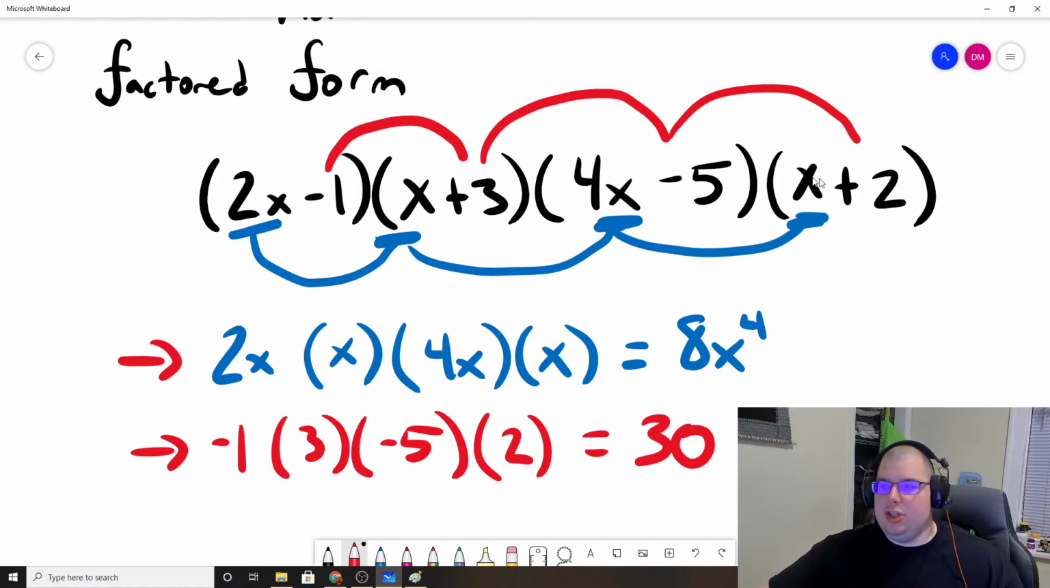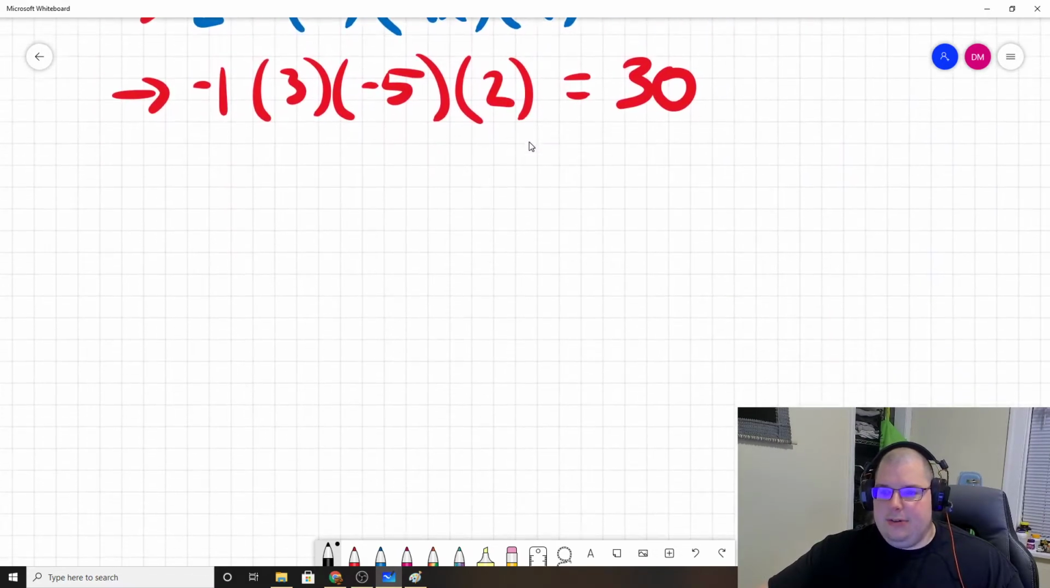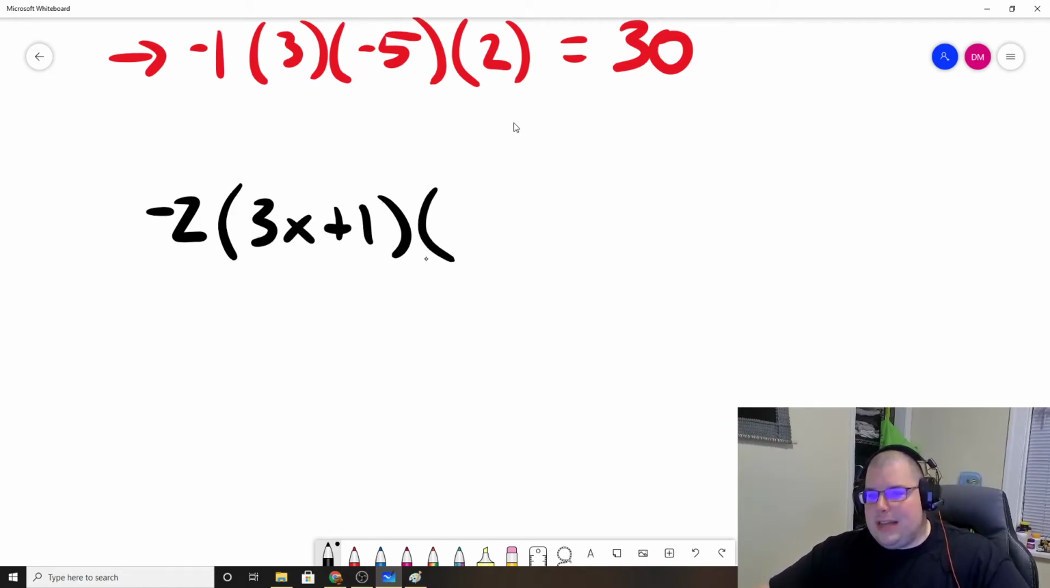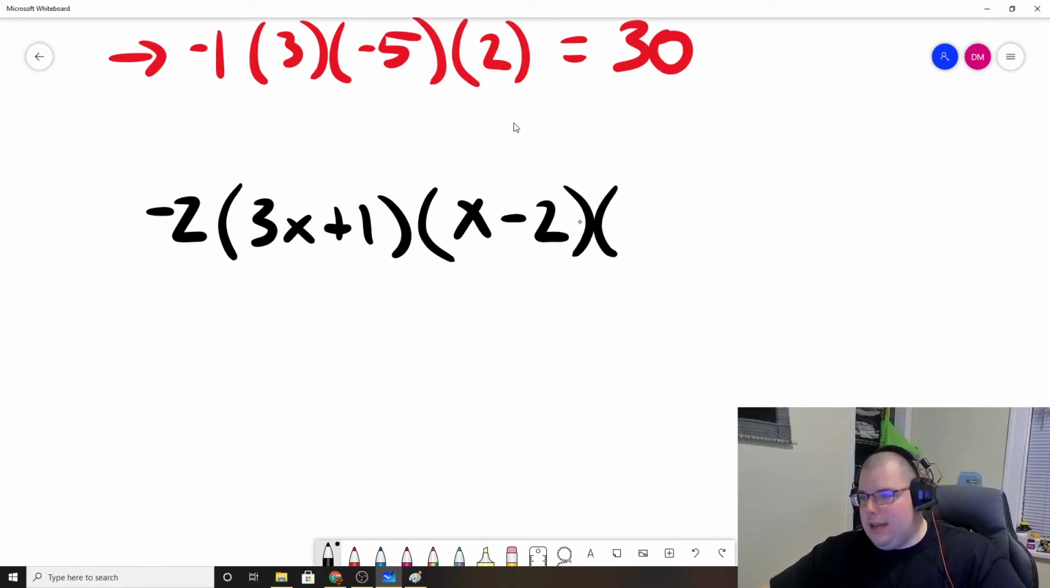So I'm also going to factor into this what happens when we put a number out in front. If we put a 7 out in front, that's going to change everything because now I've got to use that number in those calculations. So we're going to do a quick example of what that'll look like right now. Let's say that I have -2 times (3x + 1) times (x - 2) times (4x + 3), let's say.